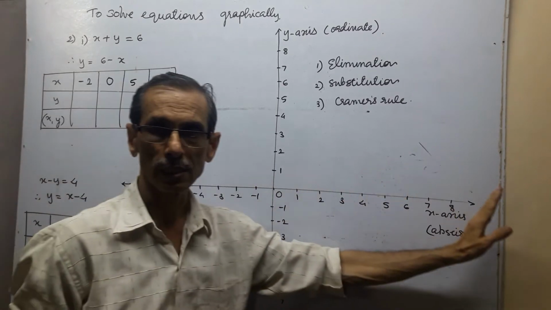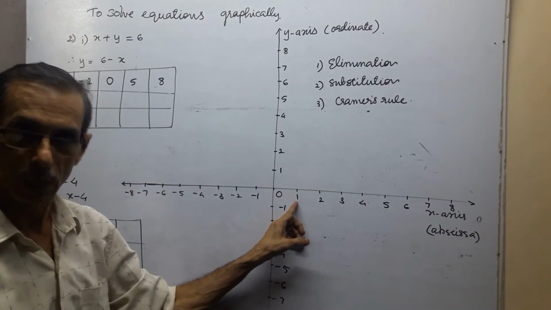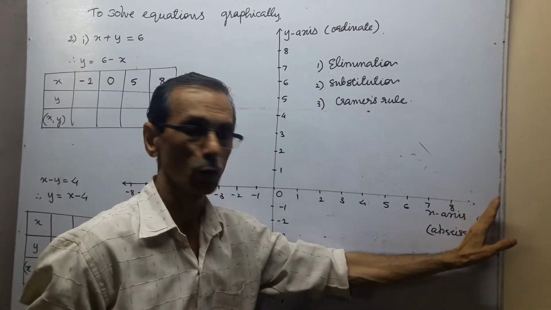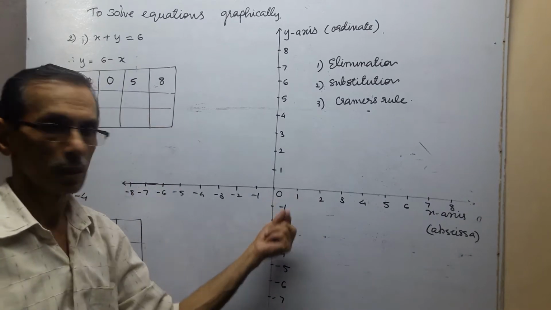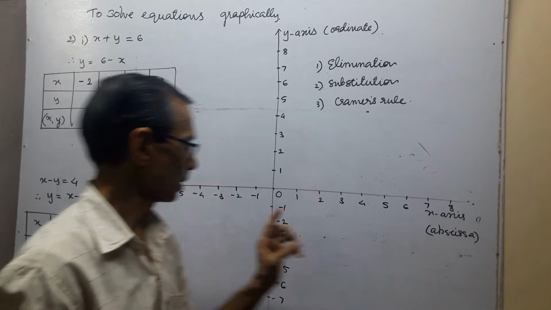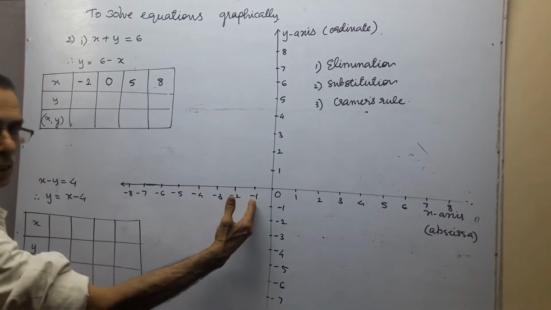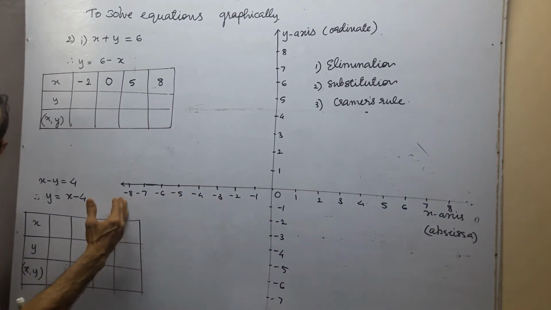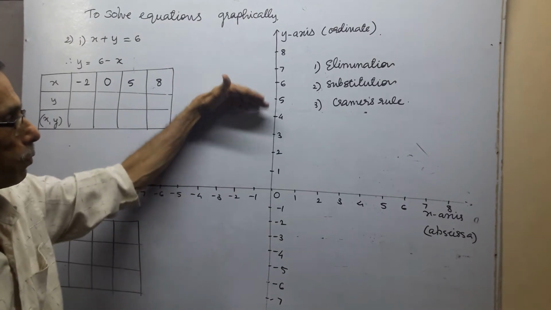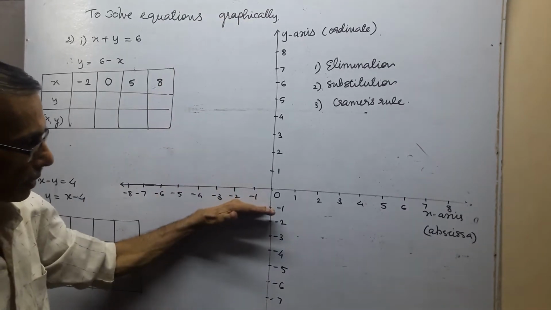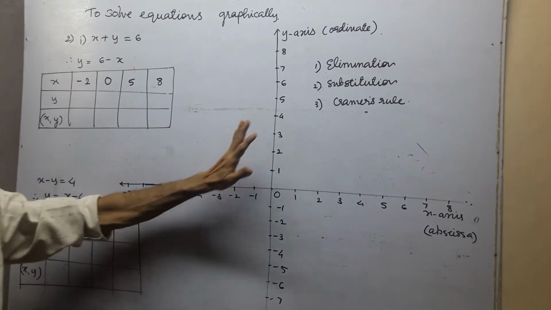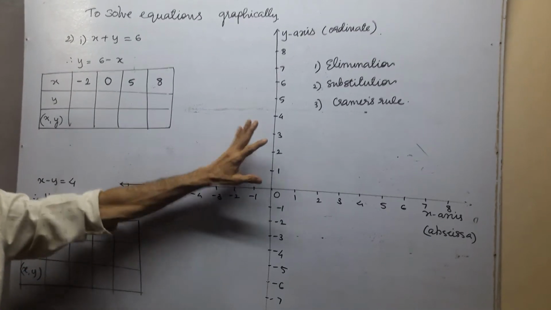Then to the right of x-axis, we will plot the numbers 1, 2, 3, 4, 5, up to 8. Or you can still go beyond and take dark lines, 1 centimeter equal to 1, 2 centimeter 2 in this way. Same way, left side minus 1, minus 2, minus 3, minus 4, and so on. Above, on y-axis, show 1, 2, 3, 4, 5, 6. And below y-axis, minus 1, minus 2, minus 3, minus 4, and so on. And in this way, get the graph paper ready.